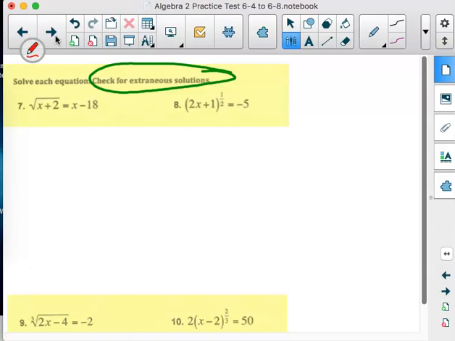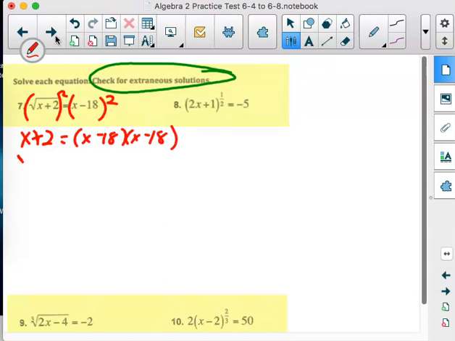So take a look at number 7. What do you think we should do? Yeah, square both sides because this is isolated. Remember, step 1 is always isolate the radical. So it is isolated. That'll give us x plus 2, and this will give us a really unfortunate x minus 18 times x minus 18. Ew. So then we'd have to FOIL that little bugger.